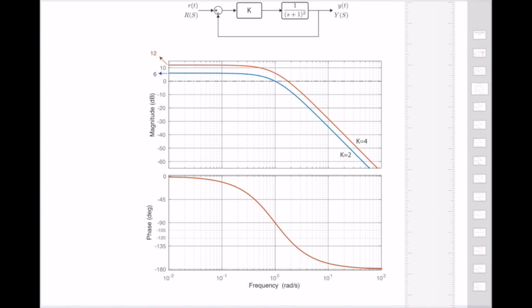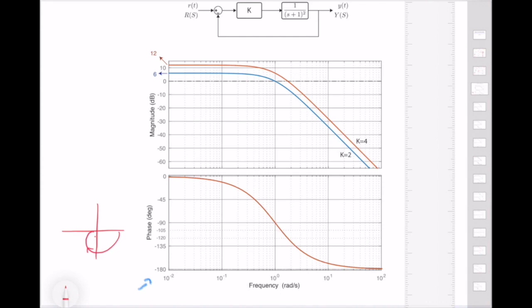I already drew the Bode plot for you, and these are actual Bode plots, not the approximate ones. Let's look at the gain margin. I need to look at the point where my phase is crossing minus 180 degrees. But it's never crossing minus 180 degrees because, if you remember, the polar plot is like this for the system, and no matter what I do, it never crosses the negative real axis.